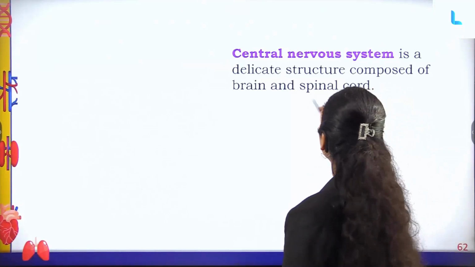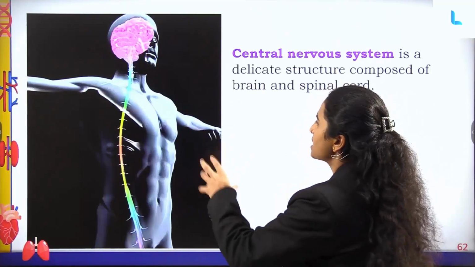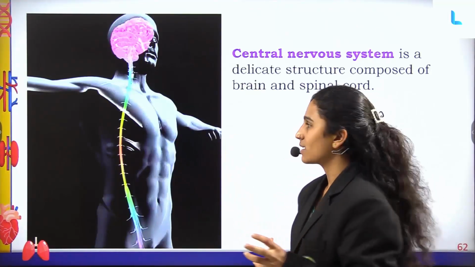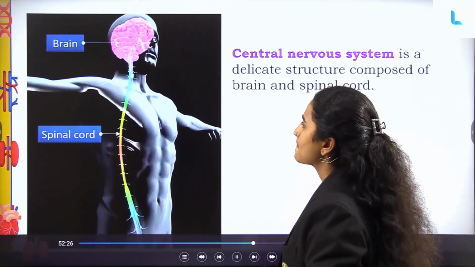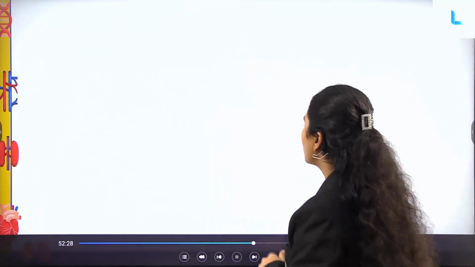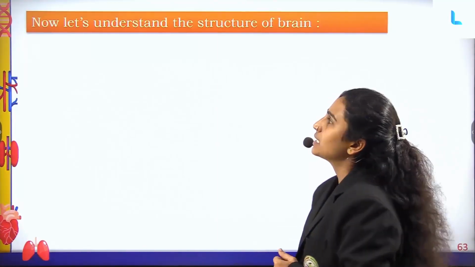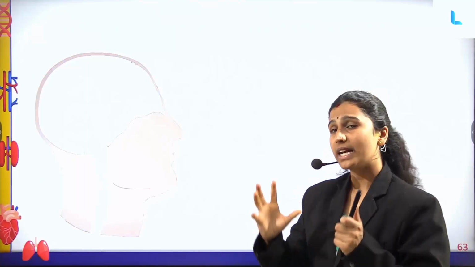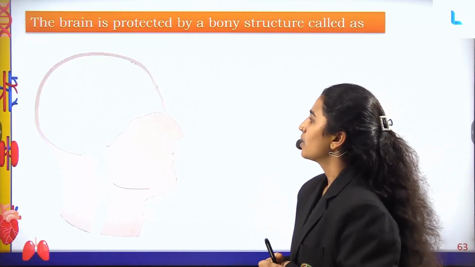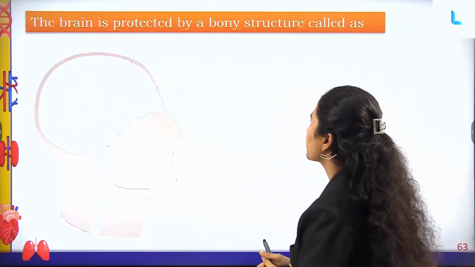The central nervous system is a delicate structure composed of the brain and spinal cord. So if we consider the CNS, it is very delicate, with the brain and spinal cord. These two are the main structures of the central nervous system. Now let us try to understand the structure of the brain. We'll see how the brain exactly functions, or the exact structure of the brain. Why is it slow?